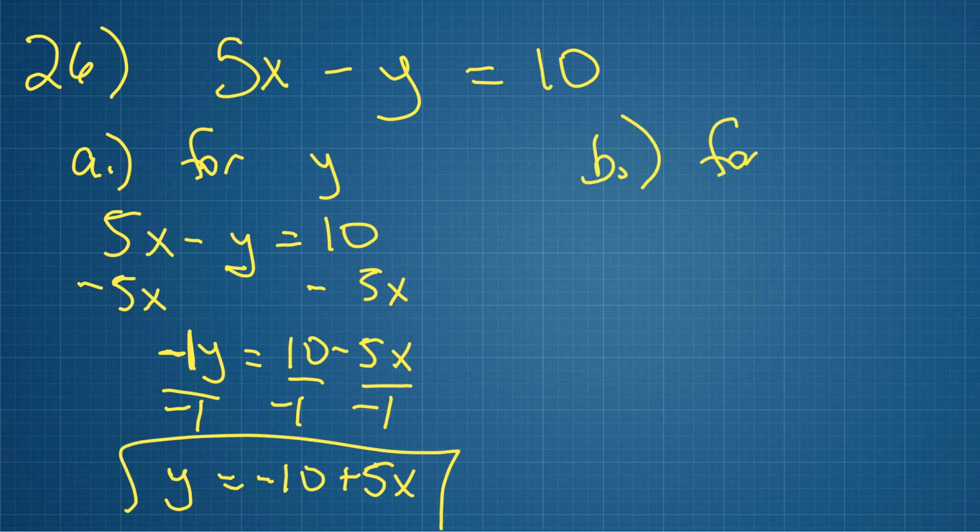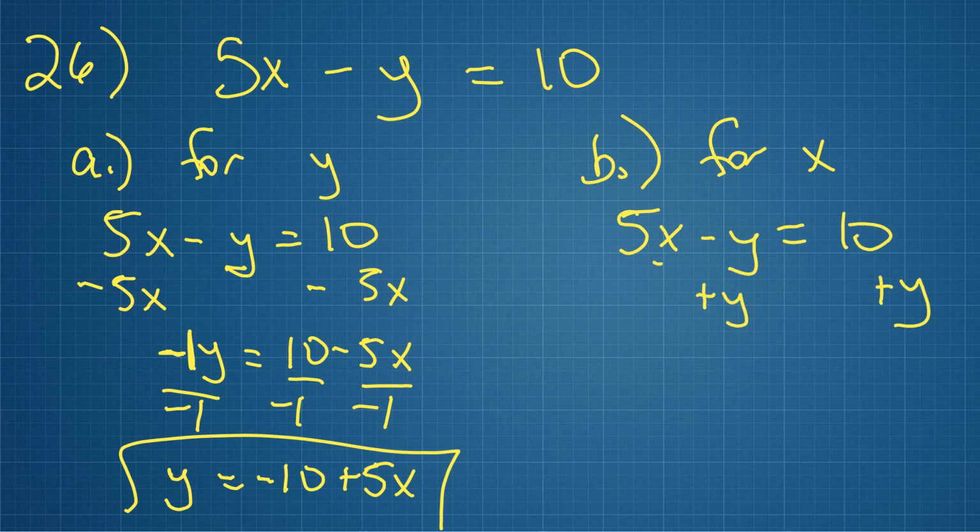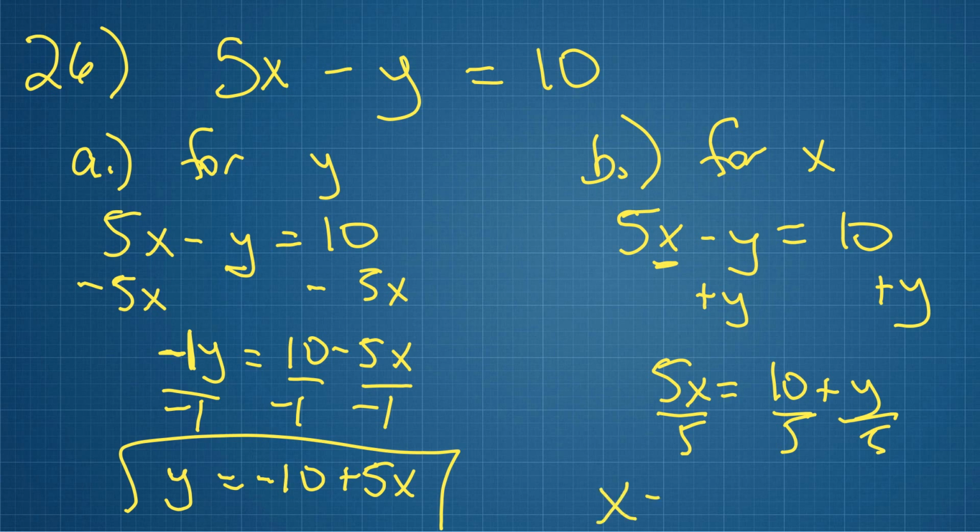B, I'm getting x by itself. So I have 5x minus y equals 10. Now I don't care about the y, so I add it to both sides because I only care about the x. I get 5x equals 10 plus y. I divide everything by 5. I get x equals 2 plus y over 5. And you're done.